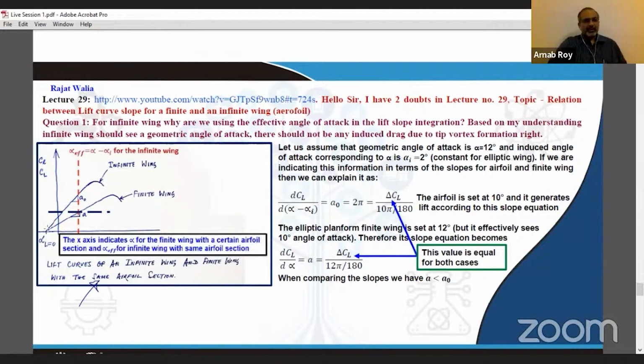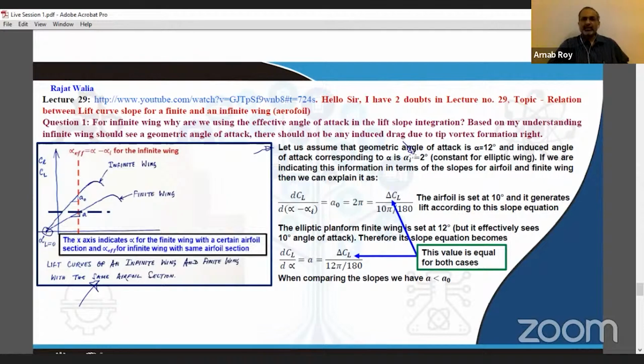Remember that the zero lift angle of attack for both the cases are identical because we are essentially talking about the same airfoil section being used for both the finite as well as the infinite wing. Keeping that in mind, we are just citing a simple example here. So let us say that the geometric angle of attack for a certain test case is 12 degrees. And we are aware somehow that the induced angle of attack corresponding to that case is 2 degrees.